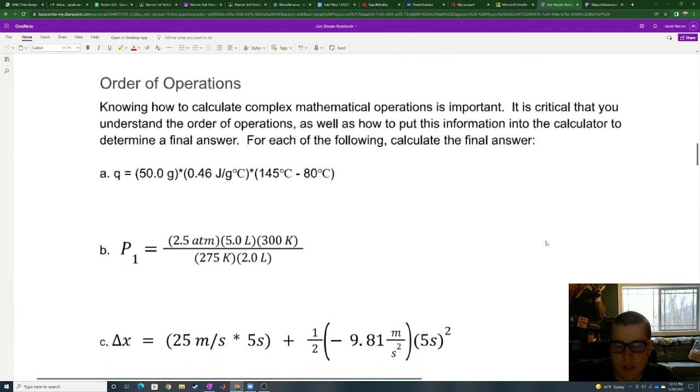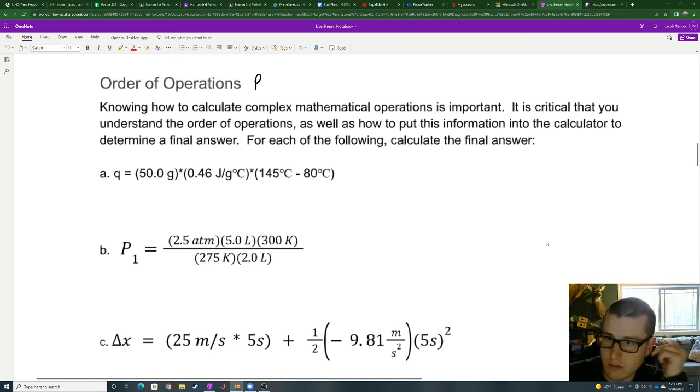All right, order of operations, rolling right along. Knowing how to calculate complex mathematical operations is important. It is critical you understand the order of operations. All right, I can stop right here. I don't know if you learned it as please excuse my dear Aunt Sally, or if you learned it as just PEMDAS, okay? And again, if you're a note taker and you're writing this down with me, now would be a good time to maybe write this down if you have forgotten it. If you know it, you're good.